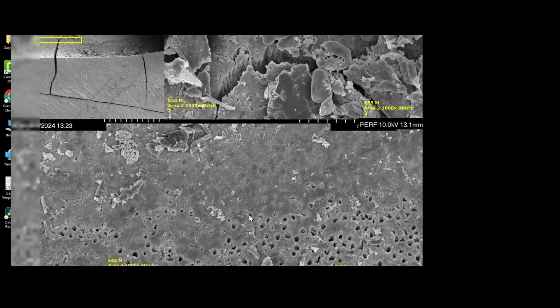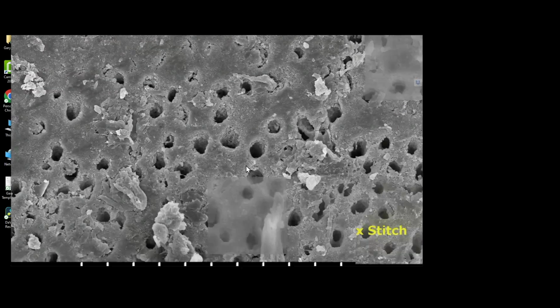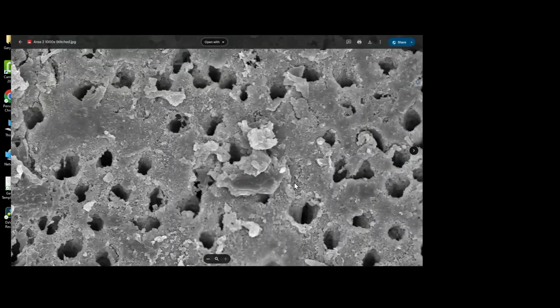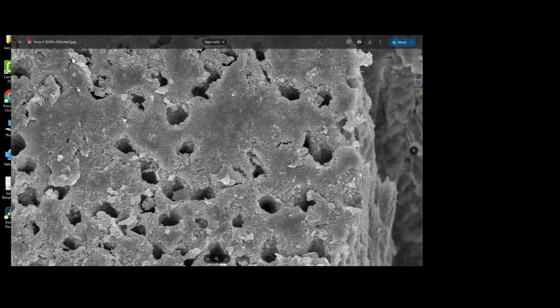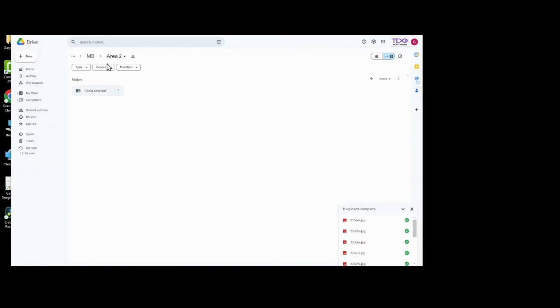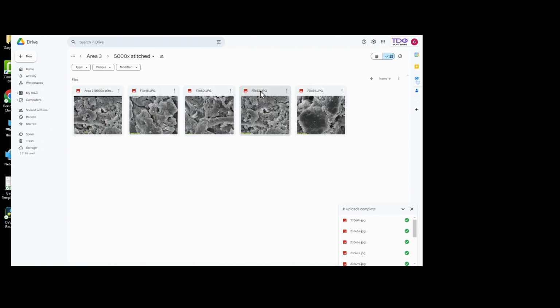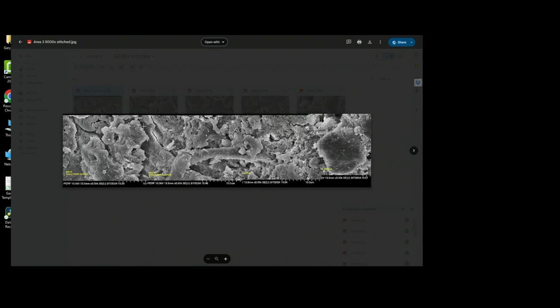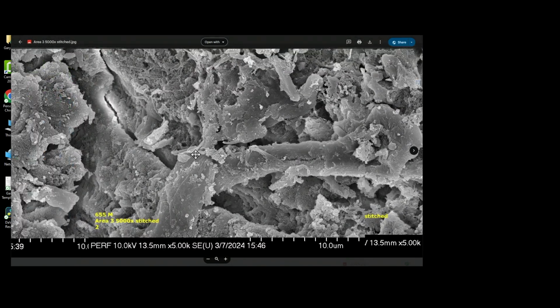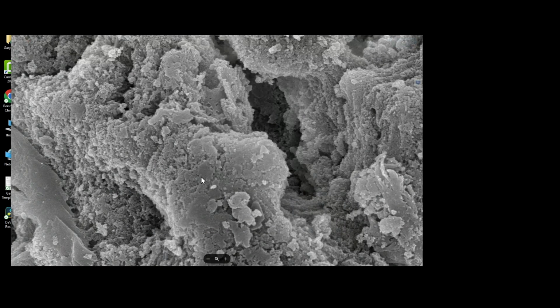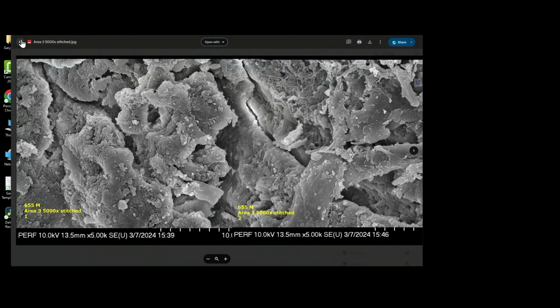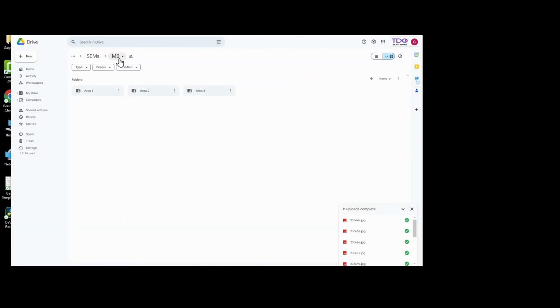In some areas where you see the dentinal tubules, you can see the peritubular dentin has been pretty much removed. And here, where you go into an area, it looks like not quite as much demineralization has taken place.